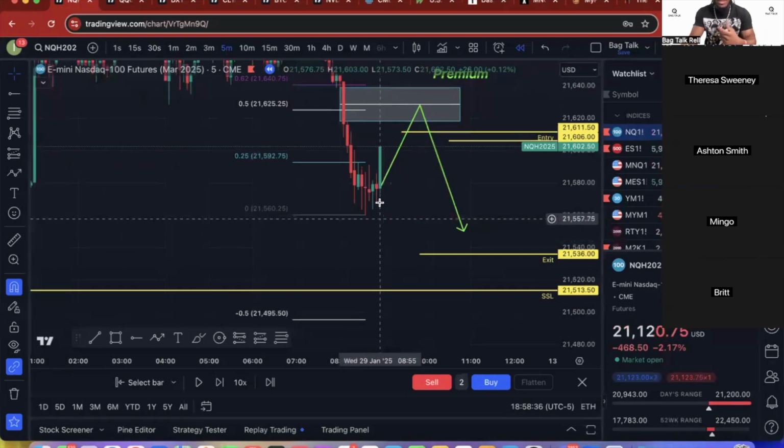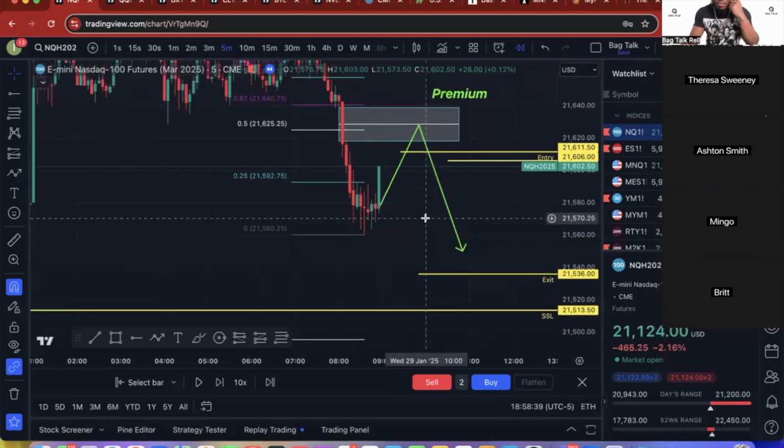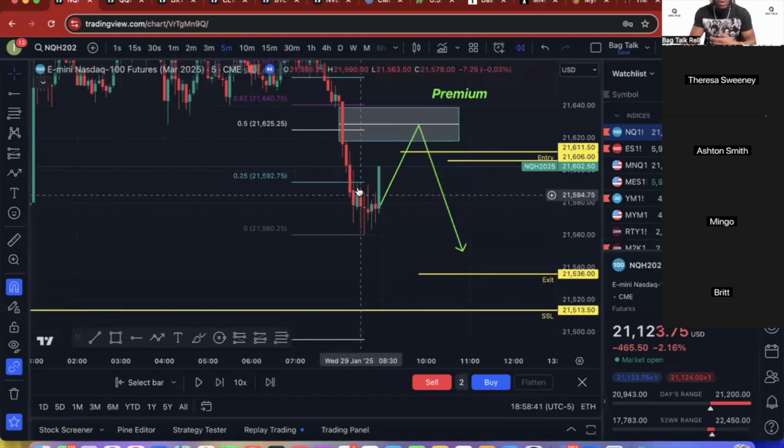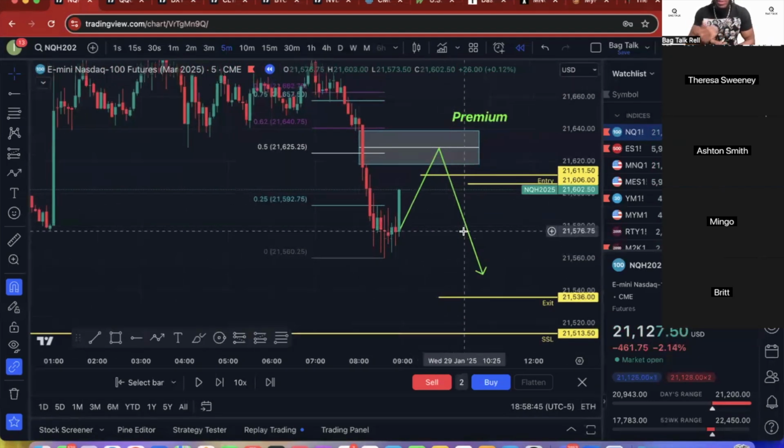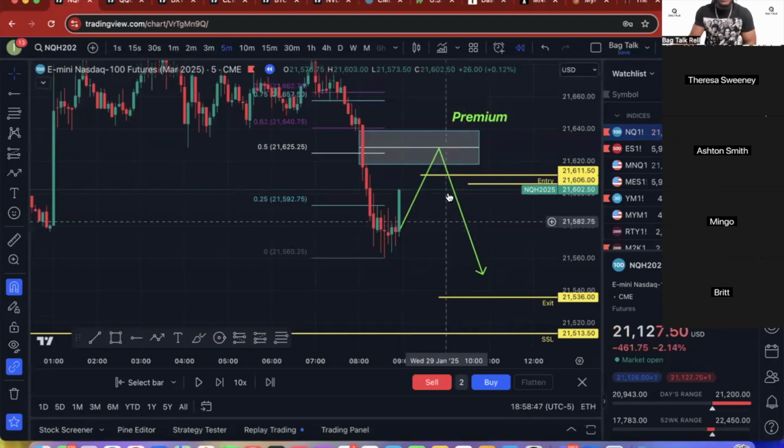But we didn't get that. We got an upside break. So now automatically I'm thinking, okay, this is an AMD setup. We're accumulating so we can manipulate and distribute. Where are we manipulating at? Where is the manipulation going to occur? It's going to occur at this premium inefficiency, at this premium fair value gap.